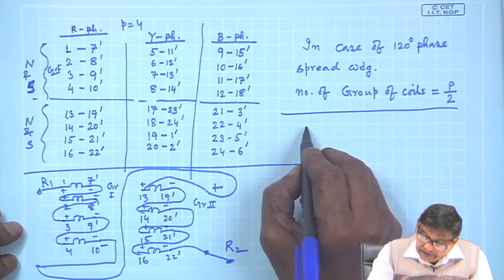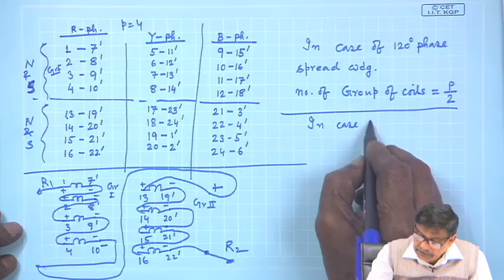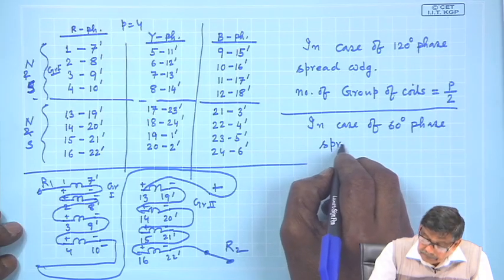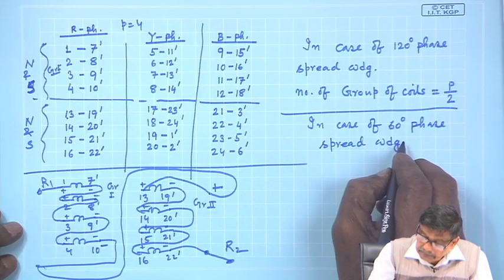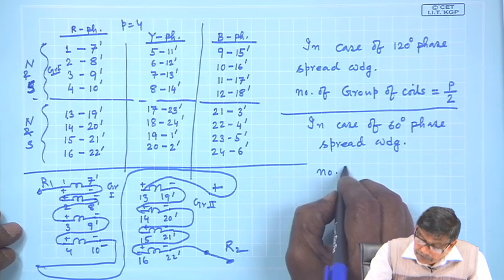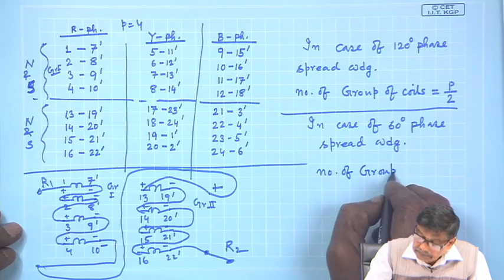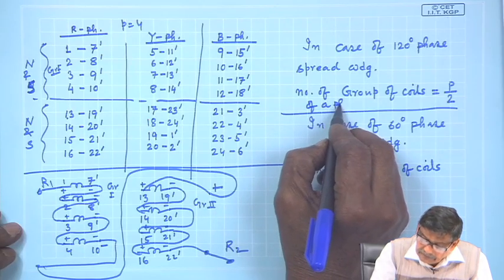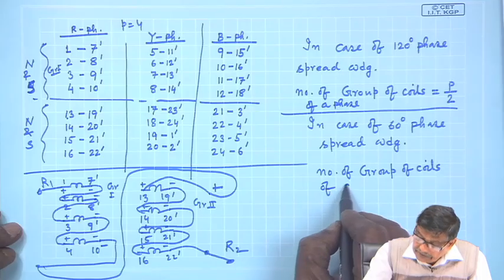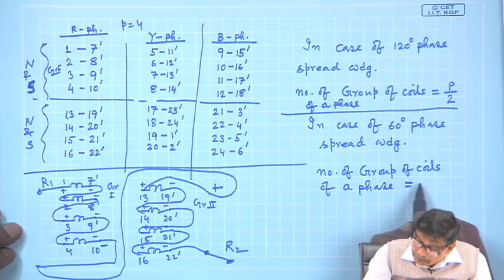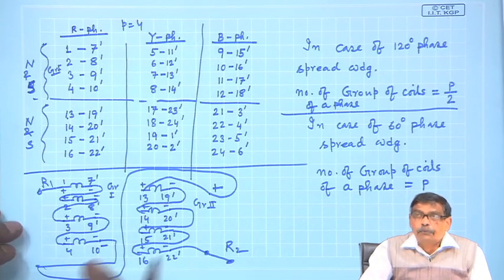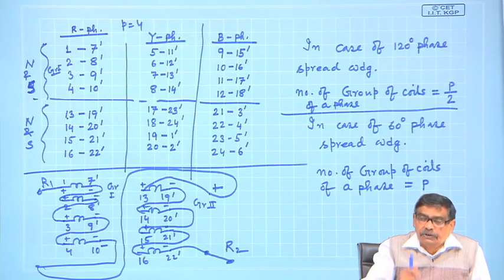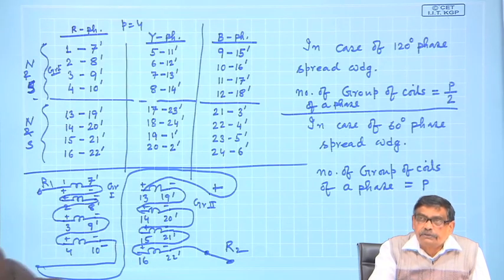This is one thing, and in case of this we have seen earlier 60-degree phase spread winding, number of group of coils of a particular phase is equal to number of poles straight. 4 pole 60-degree phase spread winding, if you look back you will find for R phase there are 4 groups, one under north, one under south, one under north, one under south.